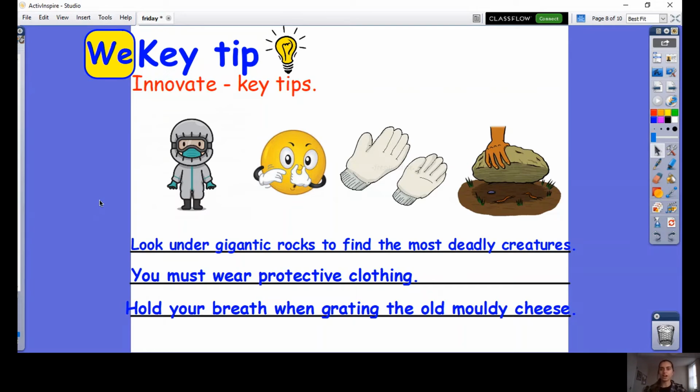Here are some of my ideas for key tips. Look under gigantic rocks to find the most deadly creatures. You must wear protective clothing. Hold your breath when grating the old mouldy cheese. So have a think. What key tips are you going to give Mrs. Twit? She is making that disgusting smoothie for Mr. Twit. So what could she do to help her make that disgusting smoothie?